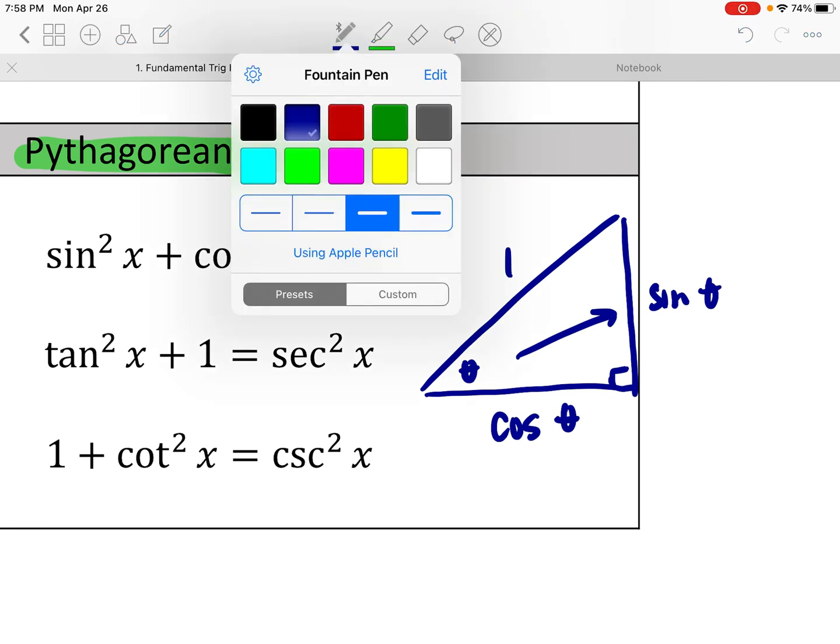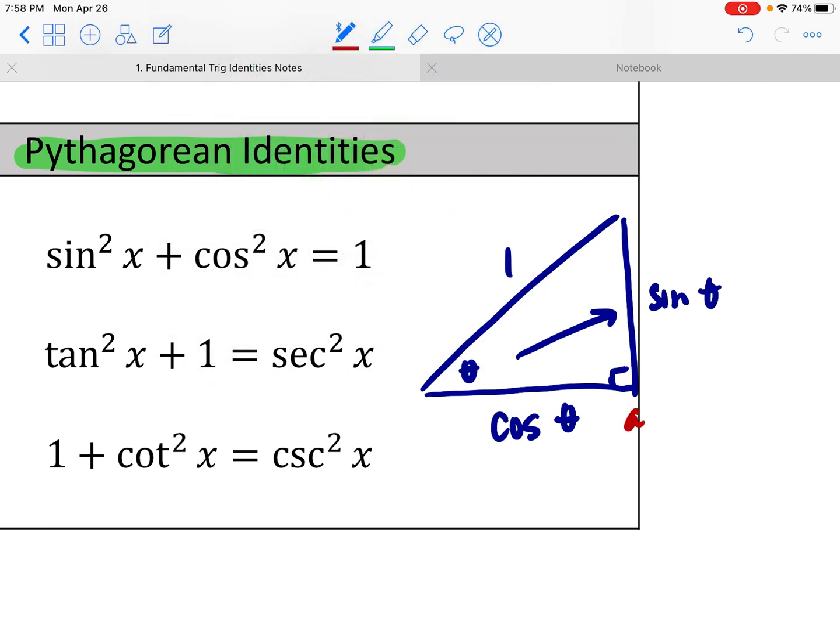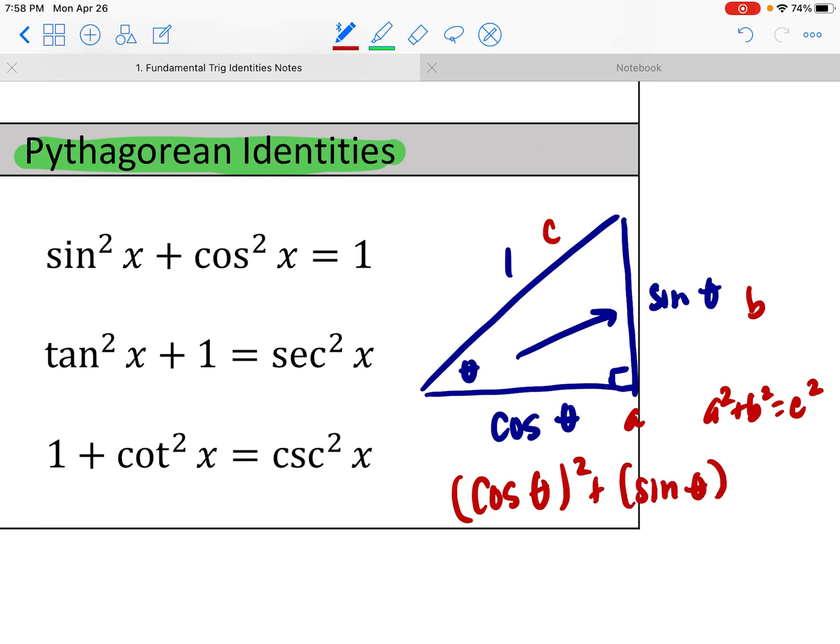So in the Pythagorean theorem, we would have just called this side a, this side b, and this side c. We would have said a squared plus b squared is equal to c squared. Well, in this case, we can say that cosine squared plus sine squared is equal to 1 squared. And that's where this first one comes from here.